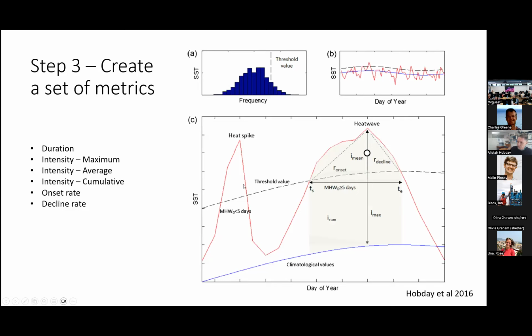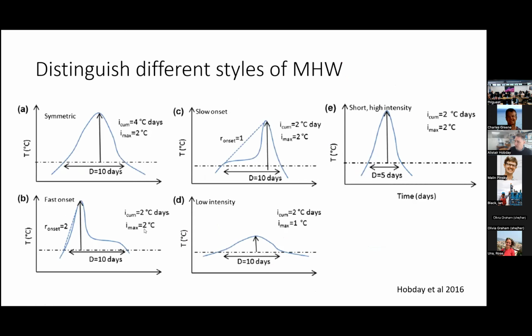A heat spike is a very short event, but if you're longer than 5 days above the threshold value, then you've got a time that it starts and a time that it ends. You can have a maximum value. You can have the cumulative intensity. You can look at the slope of the temperature time signal to get the onset or decline rate. And so it's a very rich set of metrics that can let you explore the differences in a marine heat wave. This definition also lets you distinguish different styles of marine heat waves.